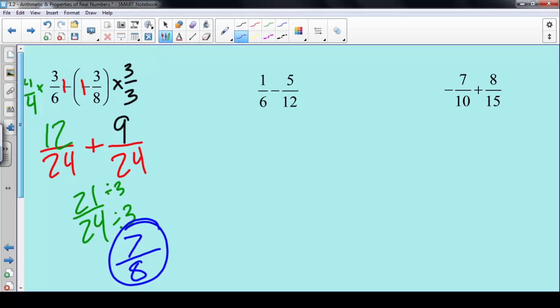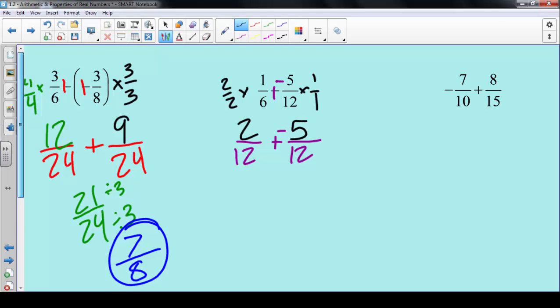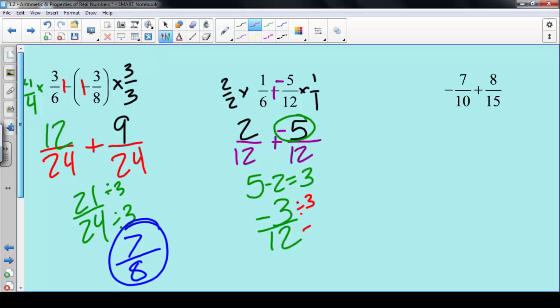So next up, 1/6 minus 5/12. We can do plus a negative. So our common denominator is 12. This one we got to multiply by 2/2. This one is just by 1. So now we have 2 minus 5. Remember, you can do the absolute values. 5 minus 2 equals 3. This 5 was negative, so it's negative 3/12. Don't forget that denominator. We can reduce both of those by 3. Negative 3 divided by 3 is 1. That's negative. 12 divided by 3 is 4.